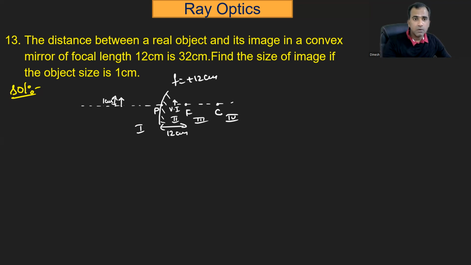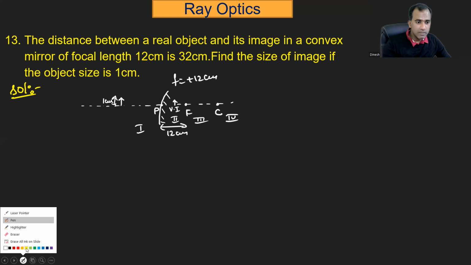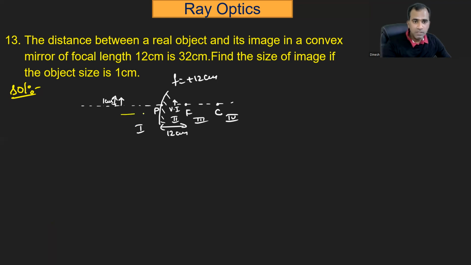So object distance we don't know, image distance also we don't know, but they have given us some information. What is the information given? The distance between these two is given as 32 centimeters. The distance between the real object and this virtual image is given as 32 centimeters. Find the size of the image if the object size is 1 centimeter.